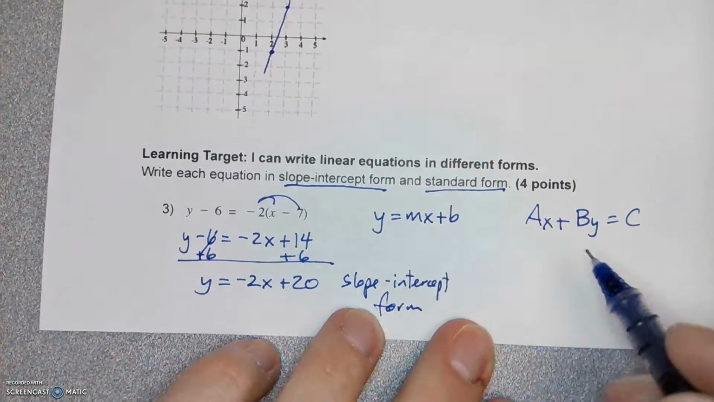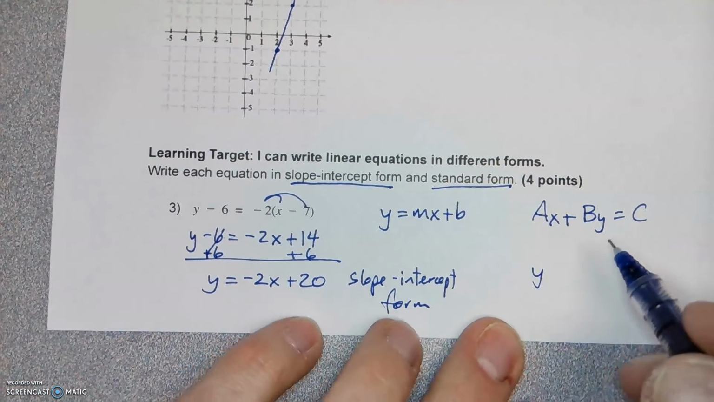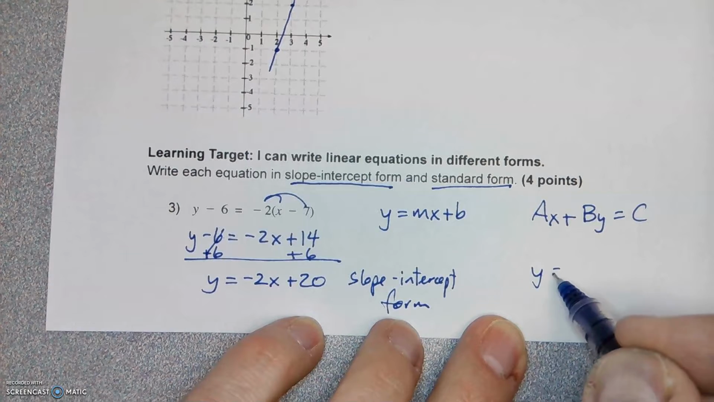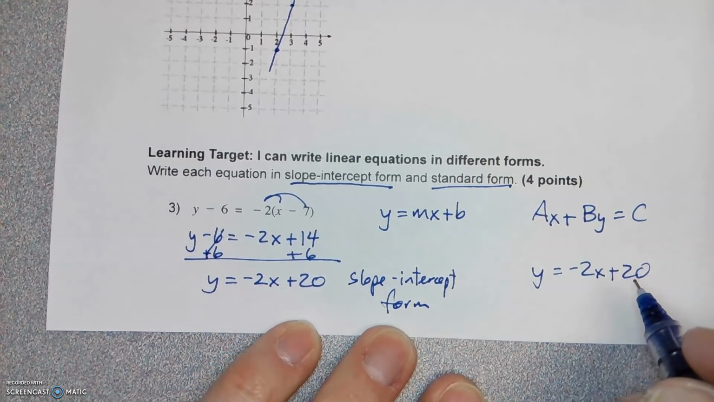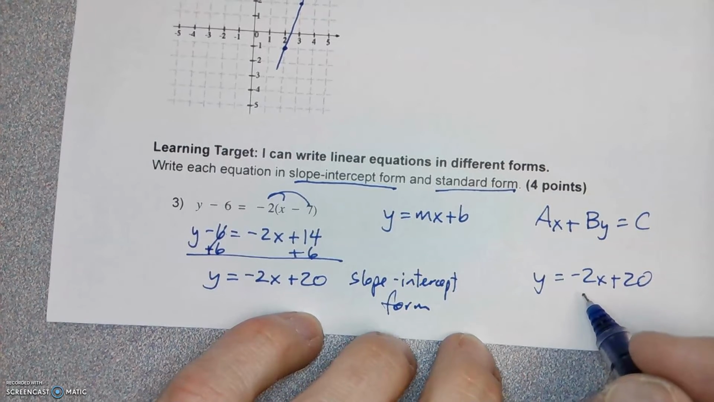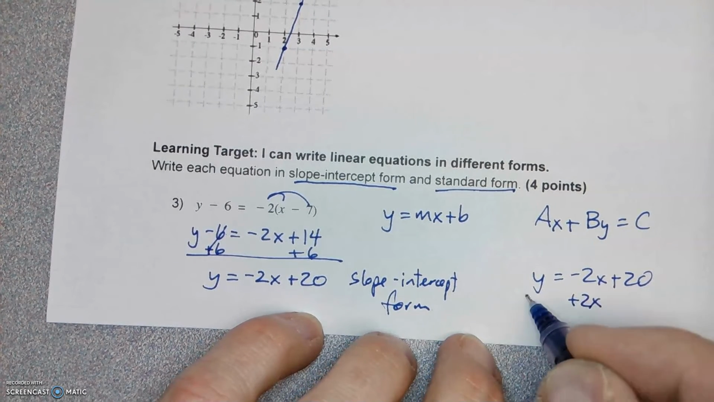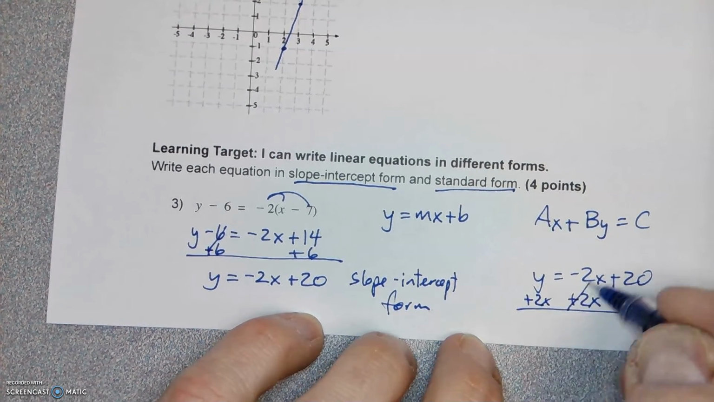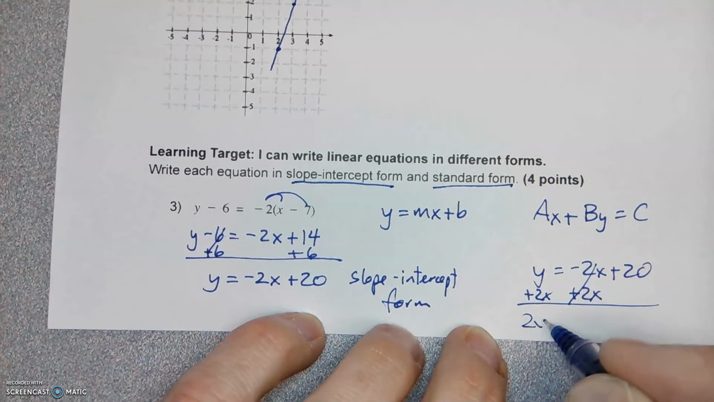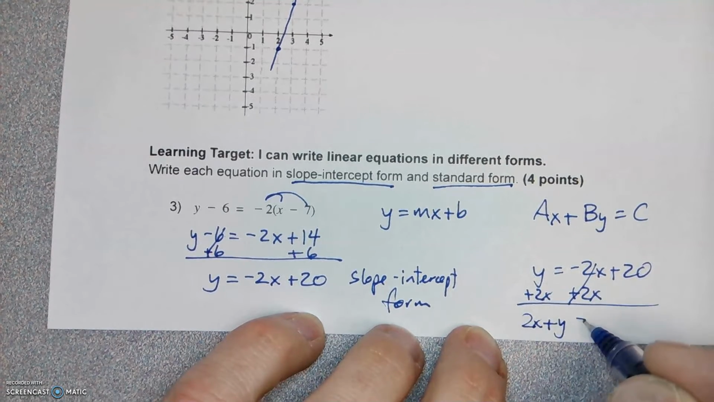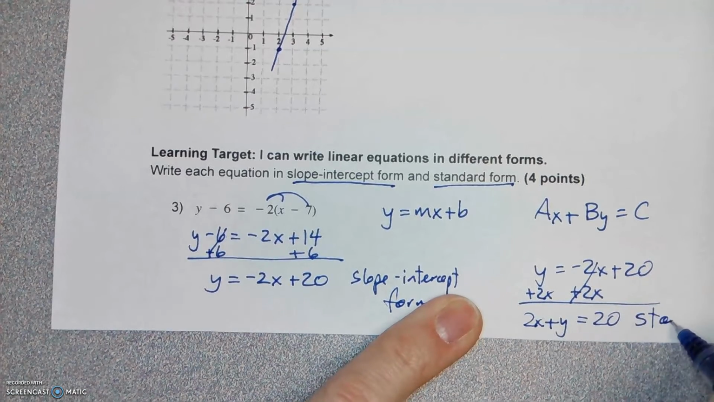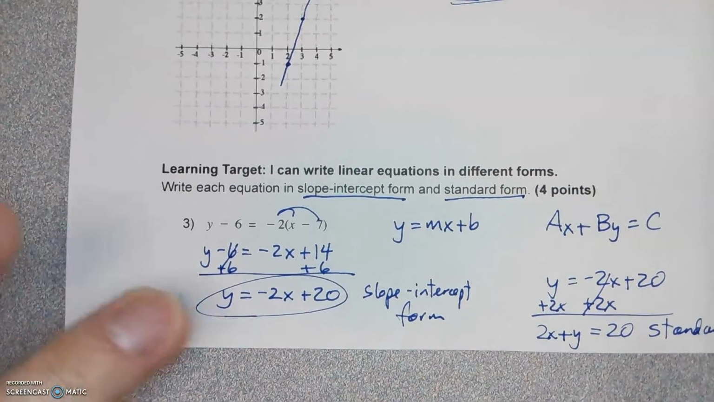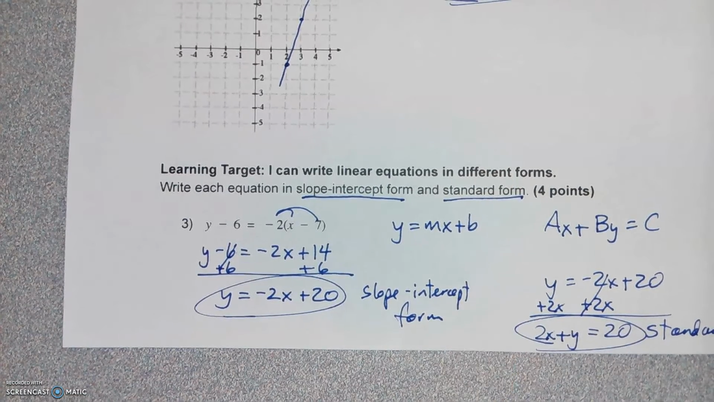So let me rewrite this over here to go with the standard form. y equals negative 2x plus 20. Okay, so I want to move the negative 2x, and I will add 2x to both sides. So we're left with 2x plus y, keep that a positive y, equals 20. And that's standard form. So slope-intercept there, standard form there.